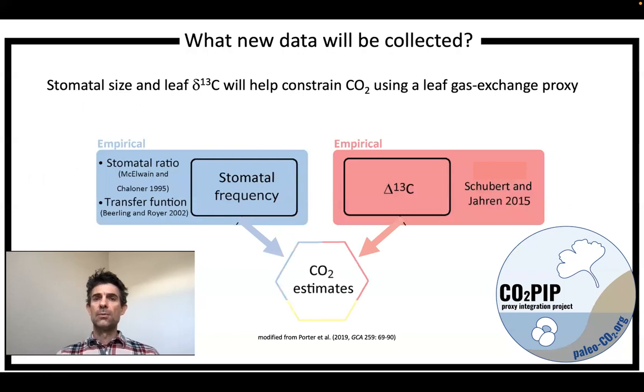And what kind of data are we thinking about collecting here? So we're primarily interested in stomatal and paleosol carbonate-based records of atmospheric CO2. And in terms of the stomatal data, stomatal frequencies have been commonly measured. But if we also measure stomatal size and the delta C13 value of leaf cuticles, this will help us further constrain CO2 using a leaf gas exchange proxy. And so it's the stomatal size and the cuticle delta C13 that we're really targeting for new data collection for the stomatal-based proxies.